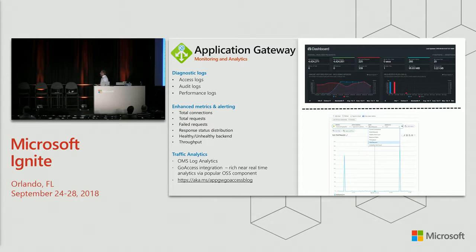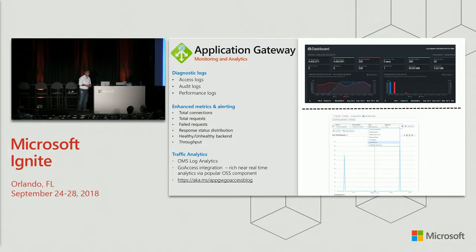In diagnostics, we have made quite a lot of enhancements. Access logs, audit logs, performance logs, all of these diagnostic logs were always present. We have added more metrics to the app gateway. So now you can see a lot more. You can see total number of connections, total requests, failed requests, throughput, healthy or unhealthy backend servers, response status distribution. That was also a very commonly asked feature: tell me how many are returning 400 or 404 kind of errors versus how many are returning server errors on 5xx compared to 2xx. So now you get a full histogram of response status distribution.